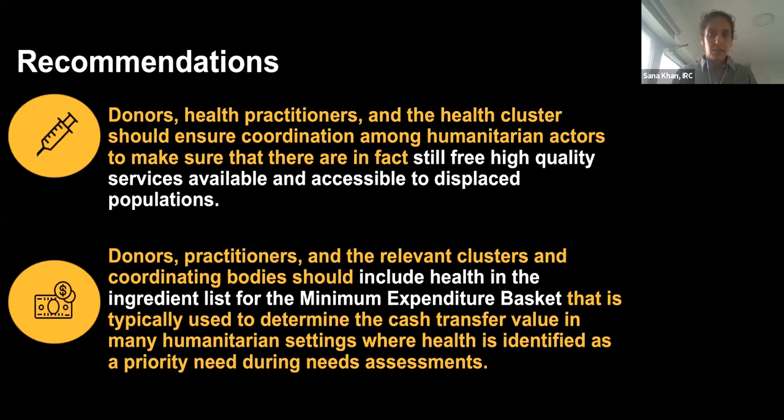And so just finally, and this is very consistent with a lot of what Andre was saying in the beginning as well, our first recommendation is really related to ensuring that services are actually free at the point of delivery. Similar to the GHC and WHO, the IRC, for example, supports the principle that healthcare services during humanitarian crises, such as an infectious disease outbreak, should be offered free of charge. And humanitarian actors should coordinate to ensure that this is the case. But even then, we know that individuals might incur direct or indirect costs related to health. So our second recommendation is that, when health is identified as a priority need, it should be included as one of the ingredients in the minimum expenditure basket.